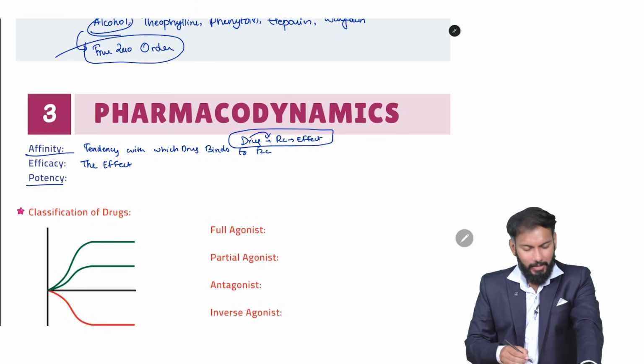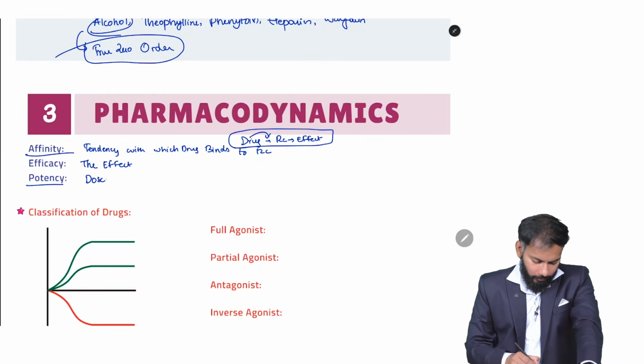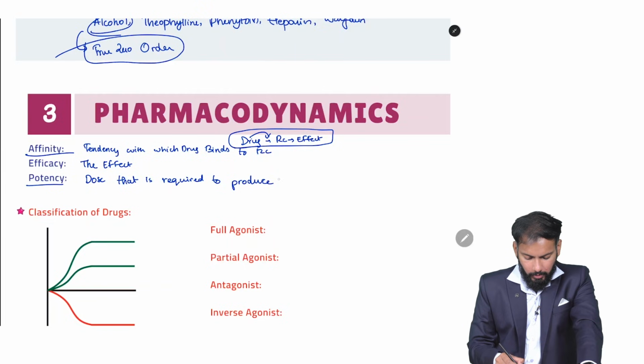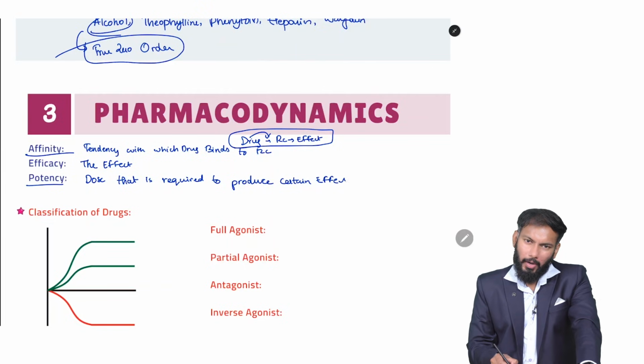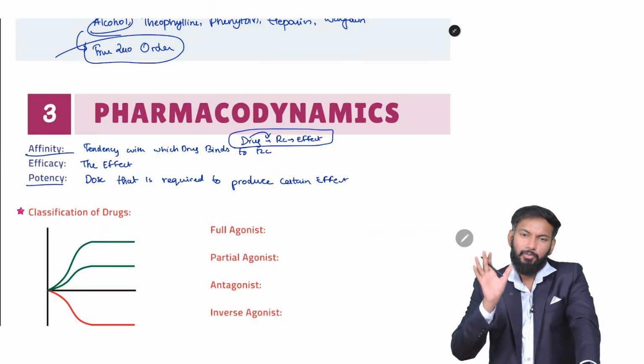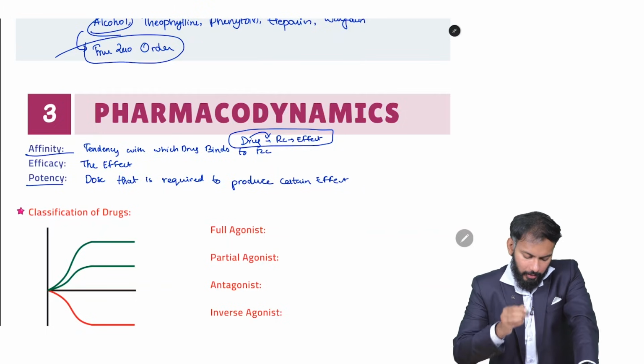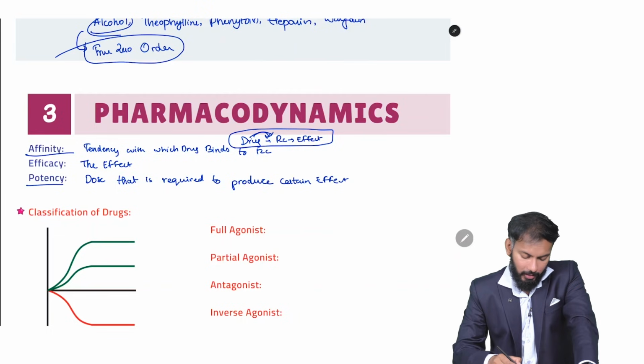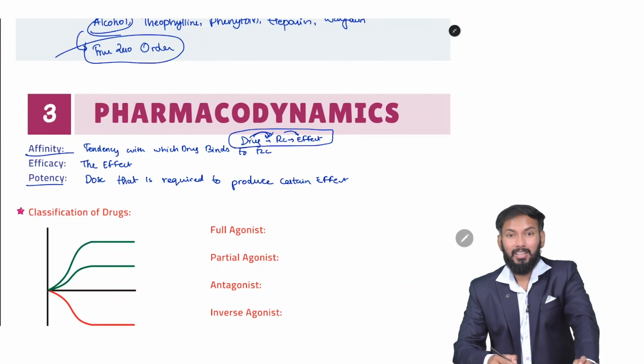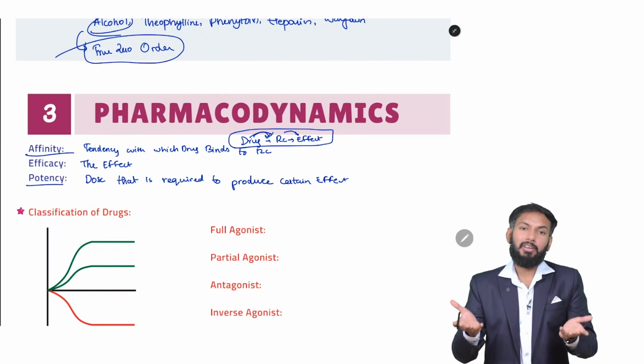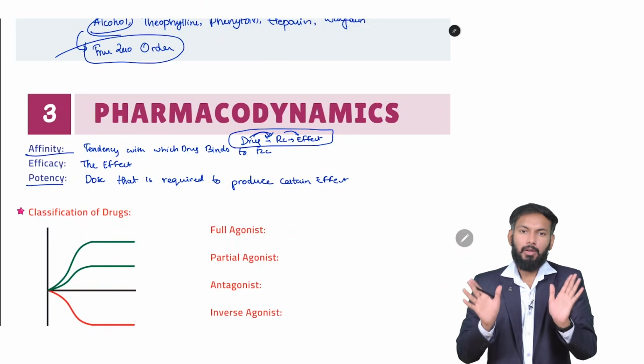What is potency? The dose that is required to produce a certain effect. That's all. So I told you in the beginning itself, if you know the basics, you understand everything. Drug binding to receptor is affinity, receptor causing effect is efficacy, and the dose that is required to produce this effect is potency. That's all in pharmacodynamics.